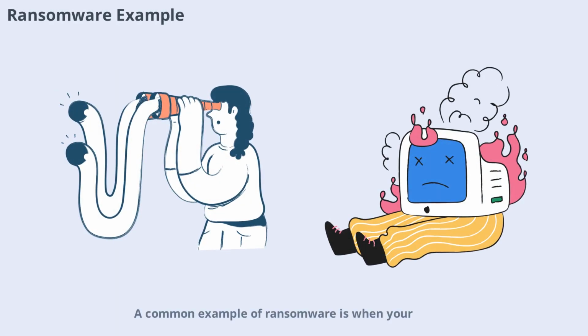A common example of ransomware is when your files suddenly become encrypted and you can't open them. You might see a note on your screen demanding payment in cryptocurrency. This can happen through a malicious email attachment or a fake software update. Always be careful about what you download and keep your software updated to reduce the risk of ransomware attacks.